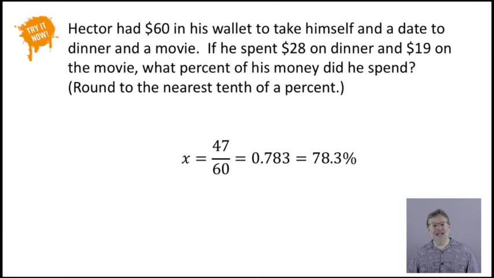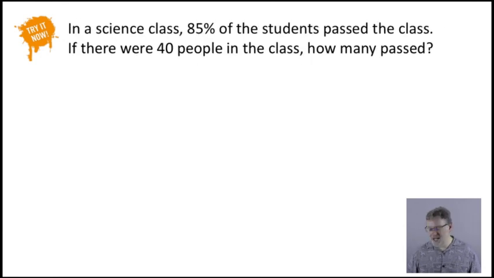Lastly, in a science class, 85% of the students passed the class. If there were 40 people in the class, how many pass? Take some time to do this.